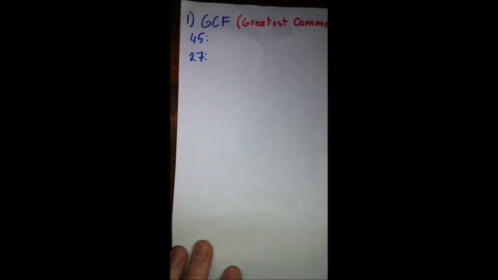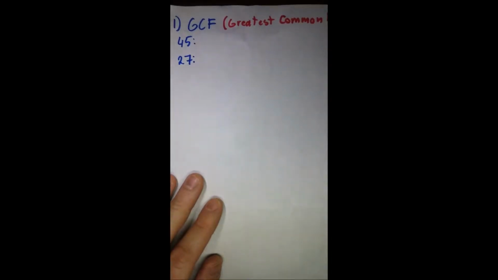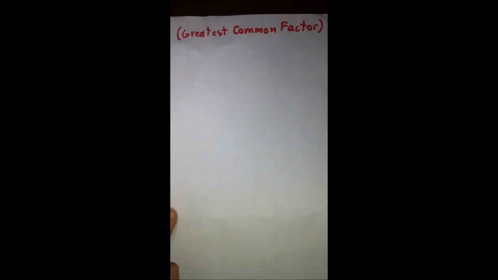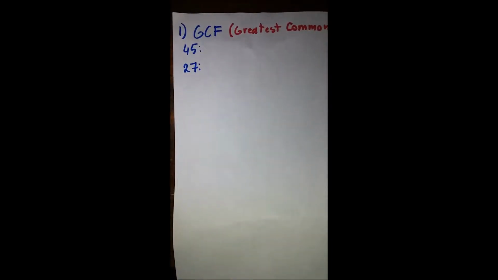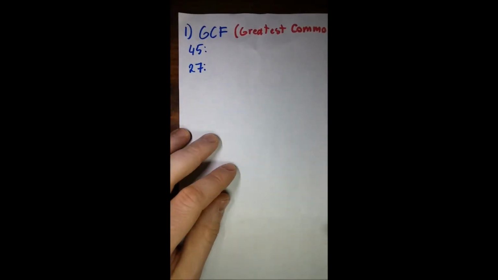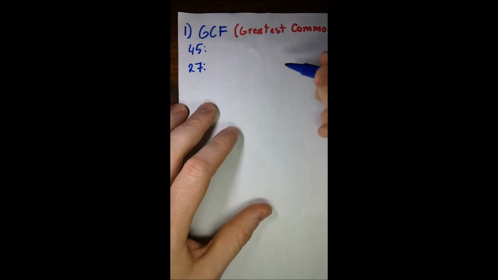Example 1. Greatest common factor, GCF. Here we go, we've got the definition. GCF stands for greatest common factor, and we're looking for the greatest factor of 45 and 27 that they share in common. So let's start by listing factors of 45.